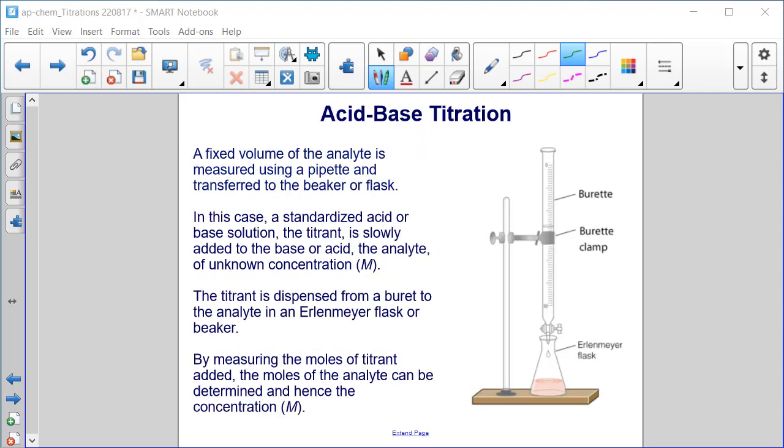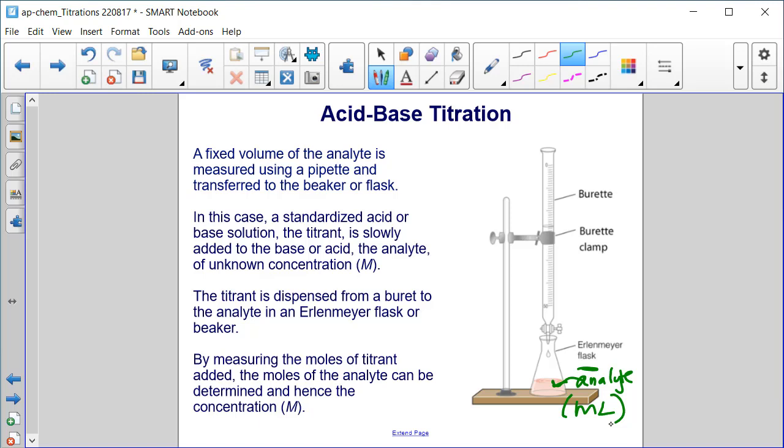Acid-base titration. In acid-base titration, a fixed volume of the analyte is measured using a pipette and transferred to a beaker, or in this case, an Erlenmeyer flask. This would be our analyte here. And we know the volume of that. We know the milliliters or liters of that.